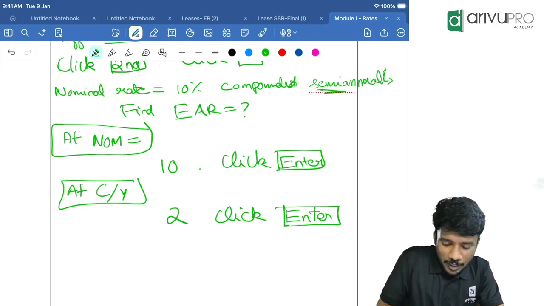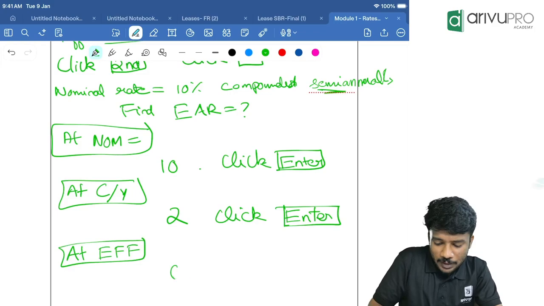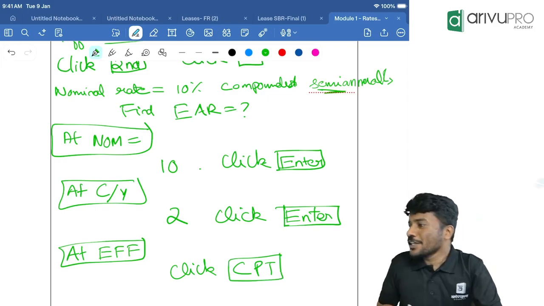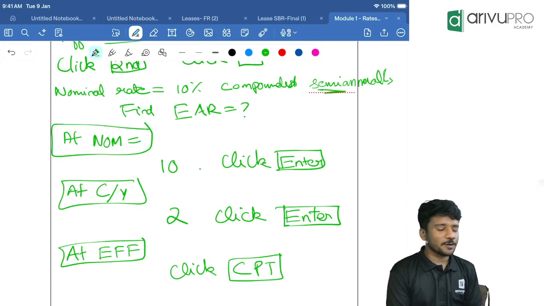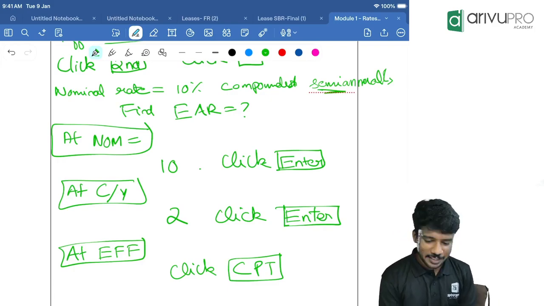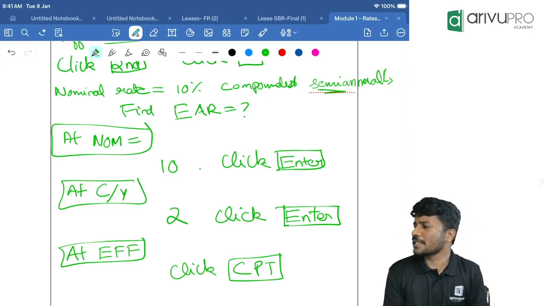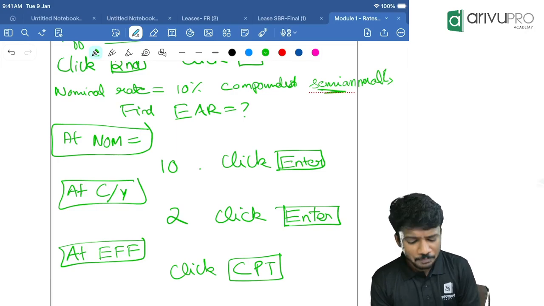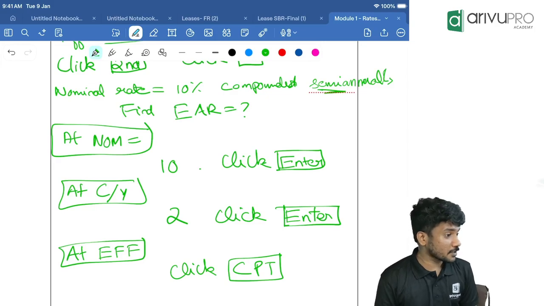10.25. So at the EFF, effective annual rate screen, you will click which button? CPT button. You will get the answer. I hope that you understood how to find effective annual rate if they are giving nominal rate and the number of compounding per year. And very easy, right?